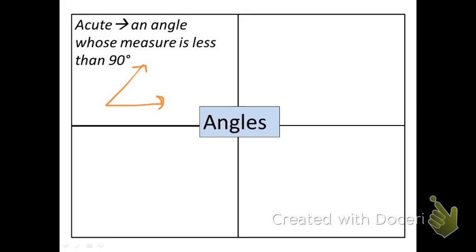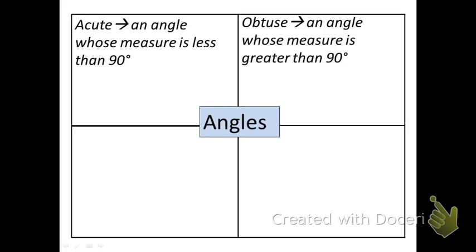It looks like it's about 45 degrees. So it's less than 90. Obtuse is an angle whose measure is greater than 90, so bigger than 90. This looks like it's about 120, and that would be greater than 90.